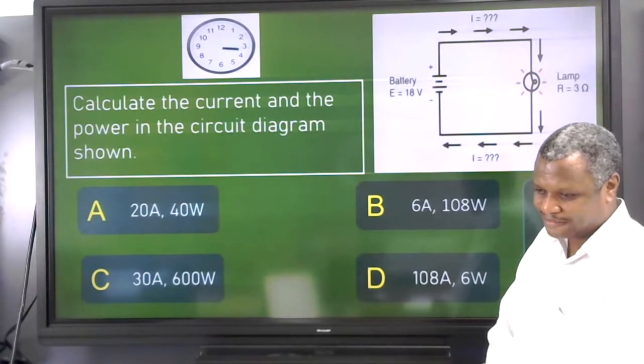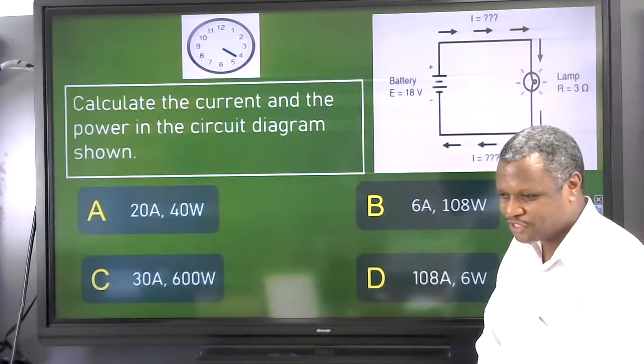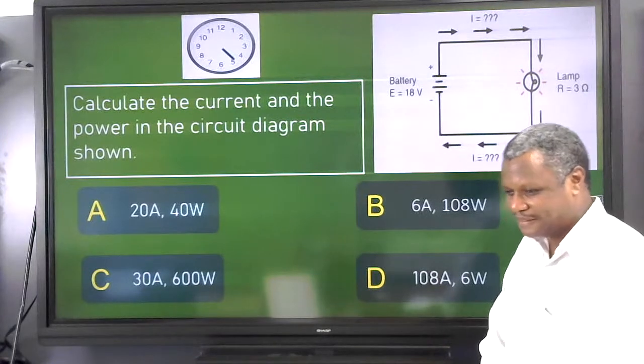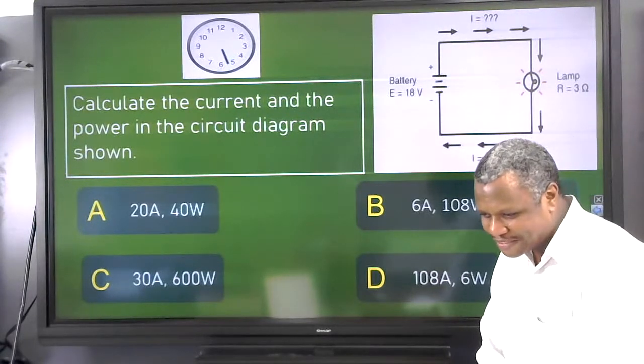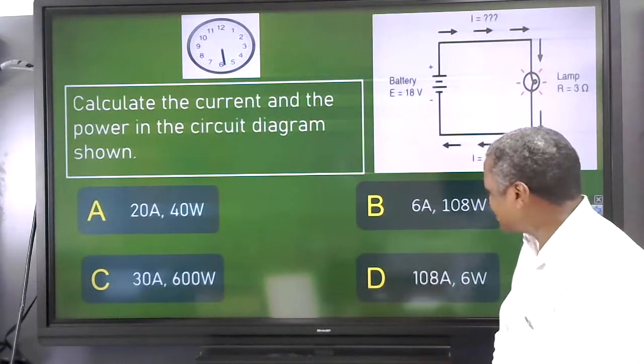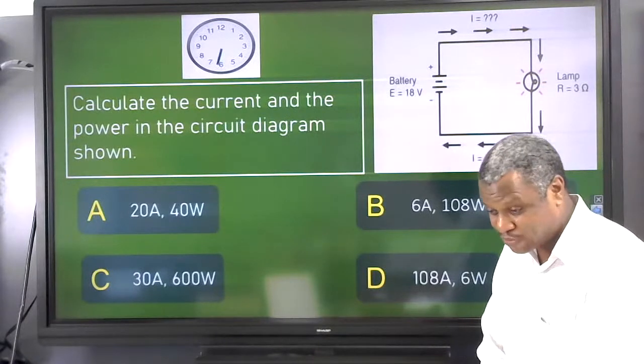3 room 8, number 10, B. 3 room 3, number 2, B. We all got the same answer. 3 room 7, number 7, A, B. Which is which? Is it A or is it B? You've given two answers. Be specific.